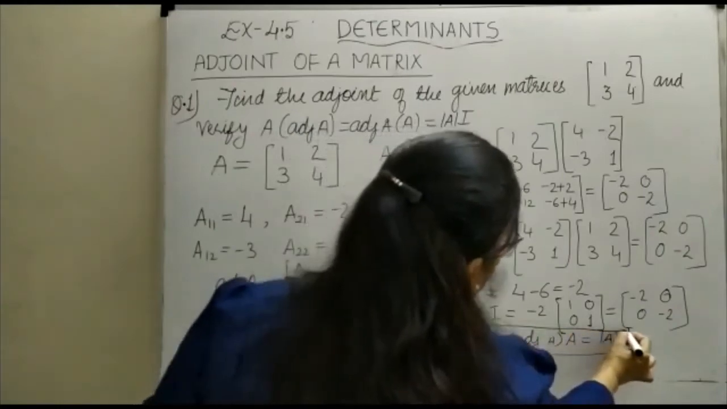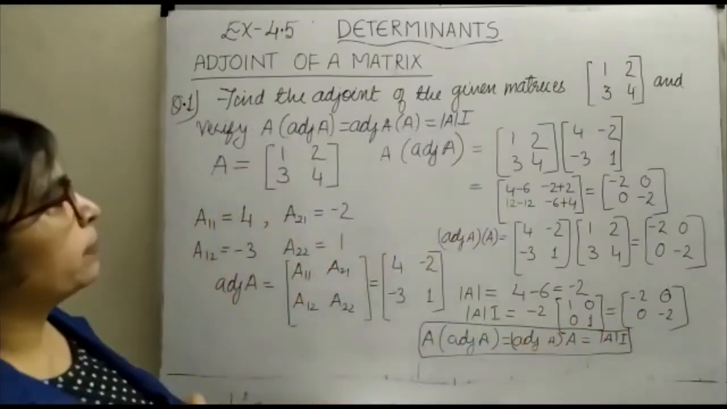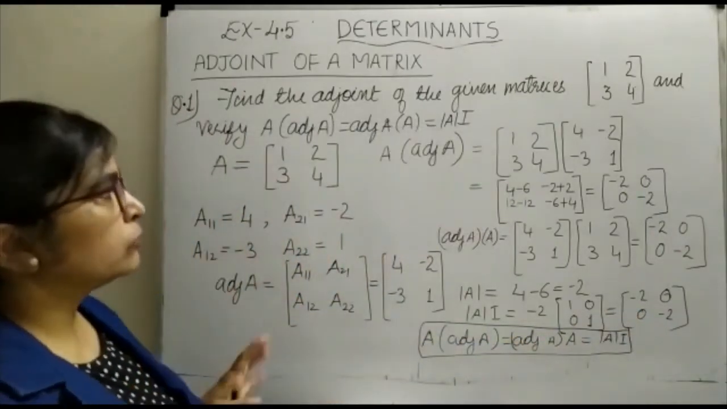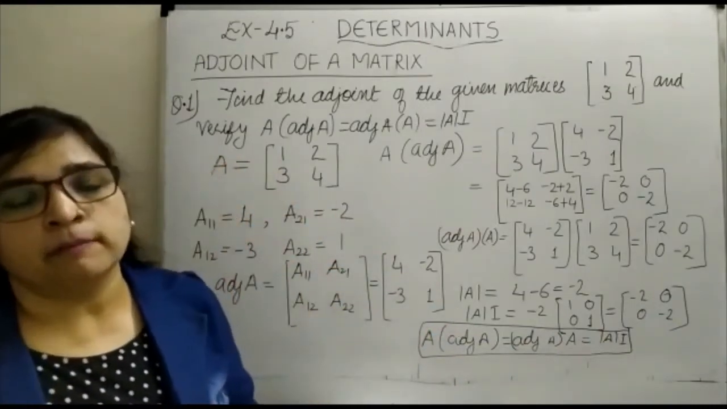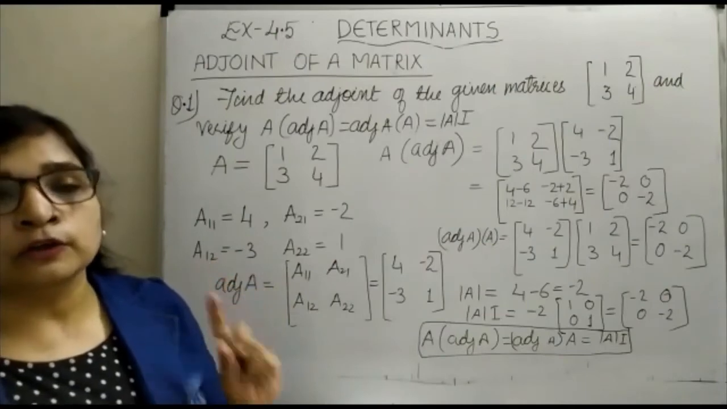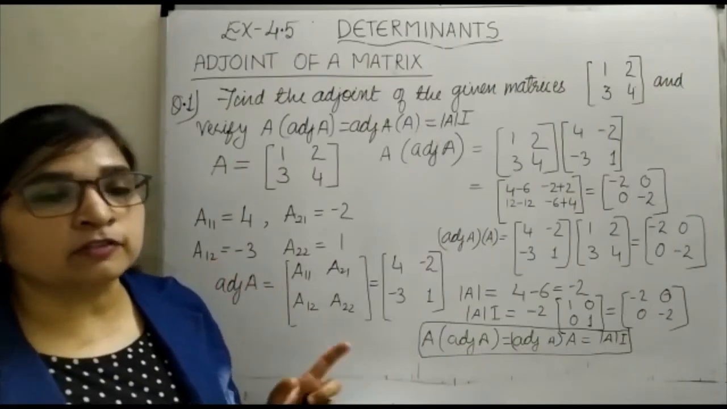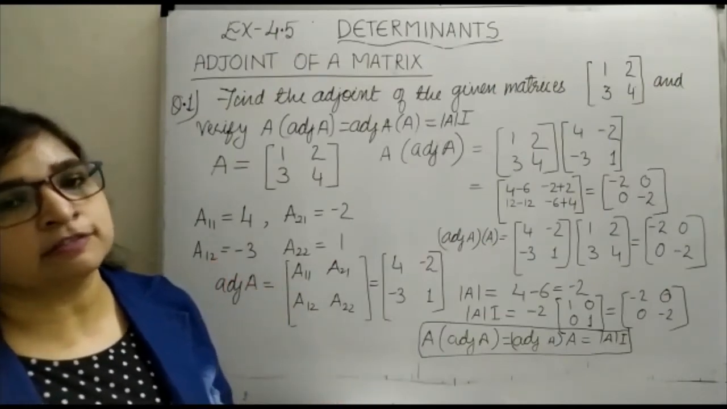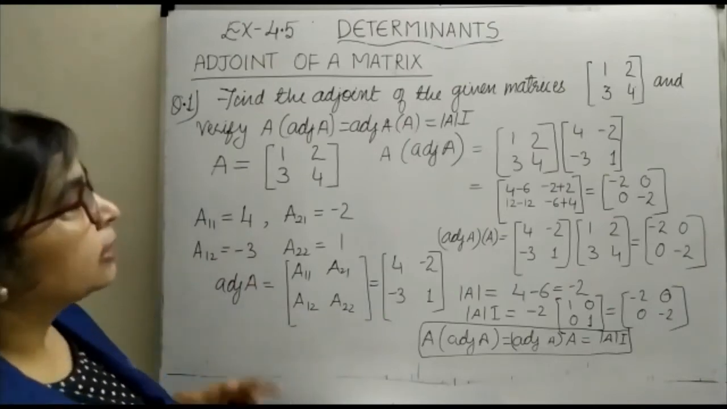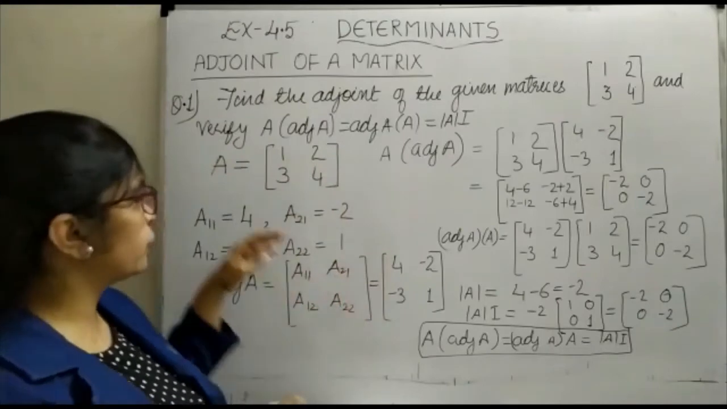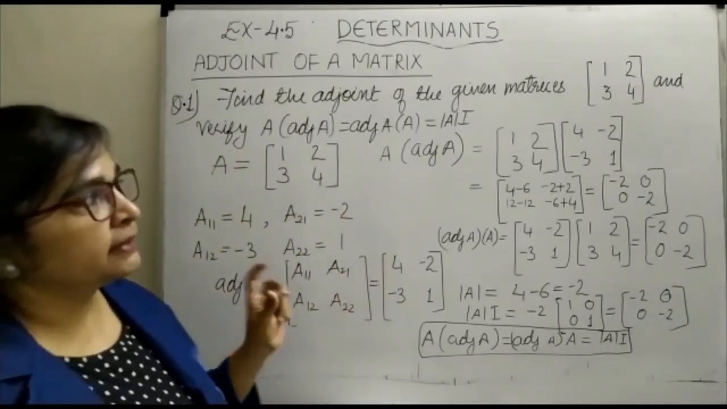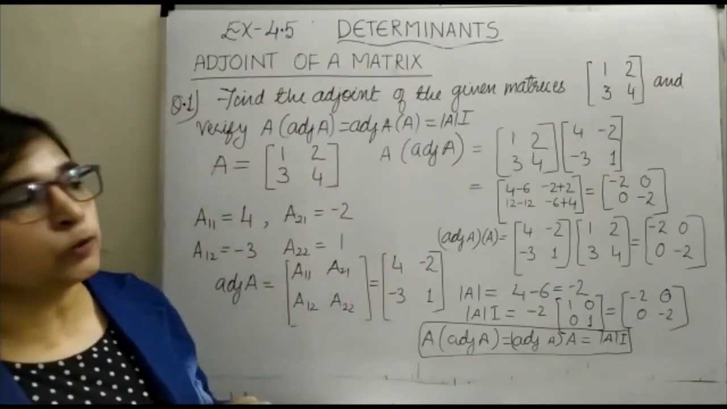This is a result of the adjoint matrix. Moreover, we should also remember, if the determinant value of any given matrix is 0, then it is a singular matrix, and if it is not equal to 0, then it is a non-singular matrix. There is one more alternative way of finding the adjoint in which we can avoid all these things, but that is applicable only for a 2 by 2 matrix.